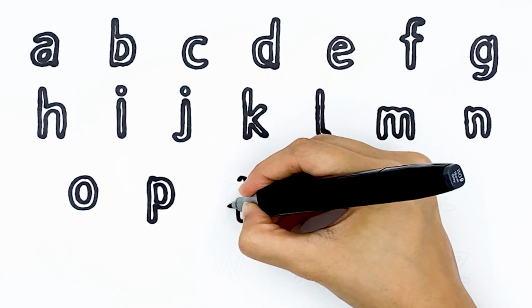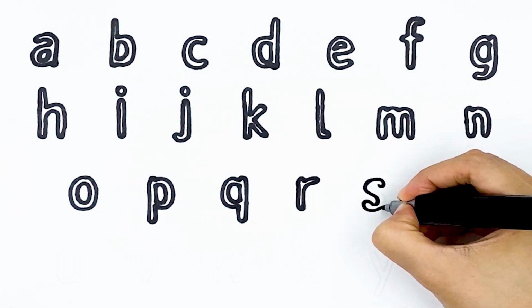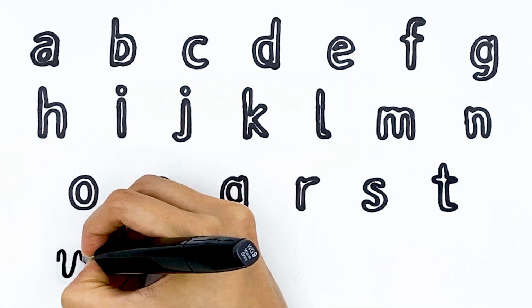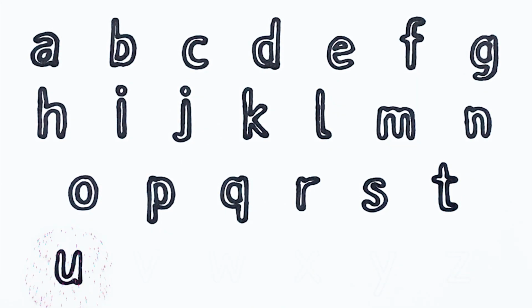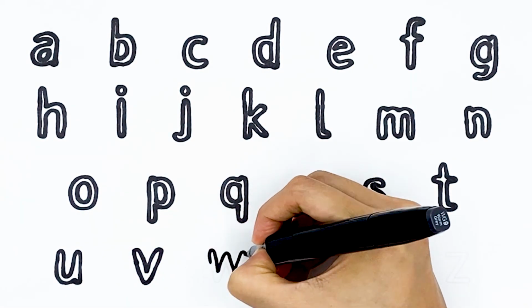F is for fairy. Fairy. Fairy. F. Fairy. G is for glasses. Glasses. Glasses. Glasses. H is for hand. Hand. Hand. H. Hand.